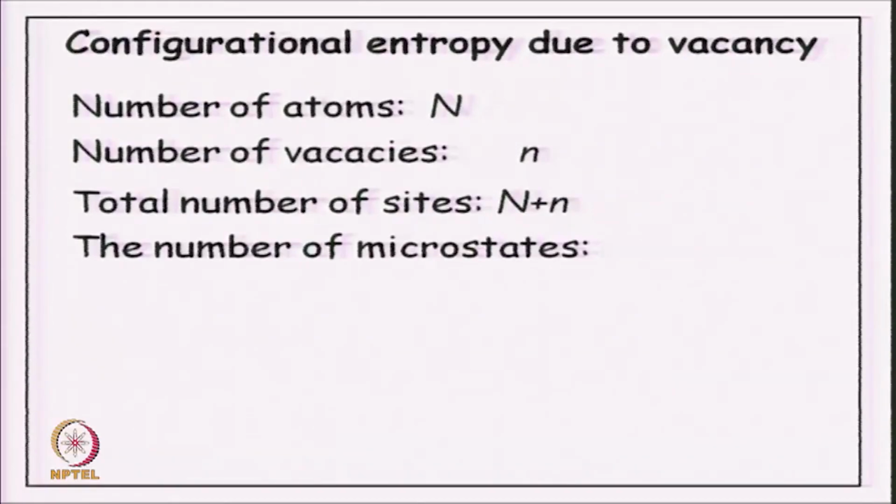So, the number of microstates in this case will be: in how many ways, from N plus n sites, can we choose little n sites to put my vacancies. This, as you know from mathematics, is N plus n C n, or factorial of N plus n divided by little n factorial times capital N factorial. So, this becomes the number of microstates in the presence of vacancies.